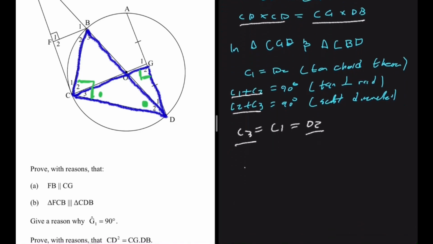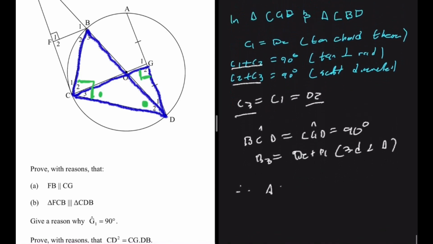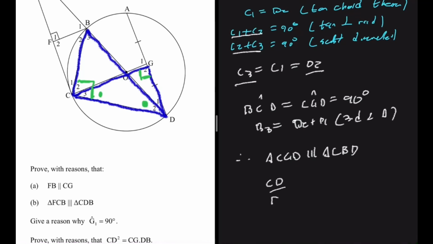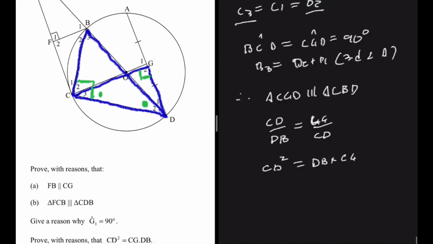And then angle BCD is equal to angle CGD because they are all equal to 90 degrees, right? We have talked about why that is the case. So we can go ahead and say that angle B3 is equal to angle D2 plus D1 being the third angle on the triangles, right? So now we can conclude that triangle CGD is similar to triangle CBD, right? And then if we prove that, we can then say that CD divided by DB is equal to CG divided by CD. If we cross multiply, CD squared is equal to DB multiplied by CG, right? This is CG right here.